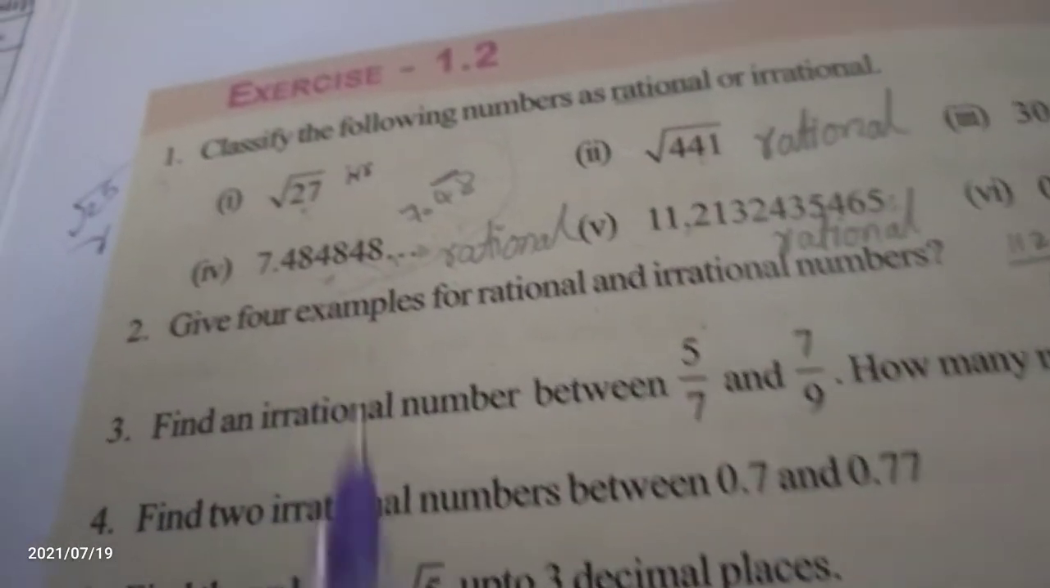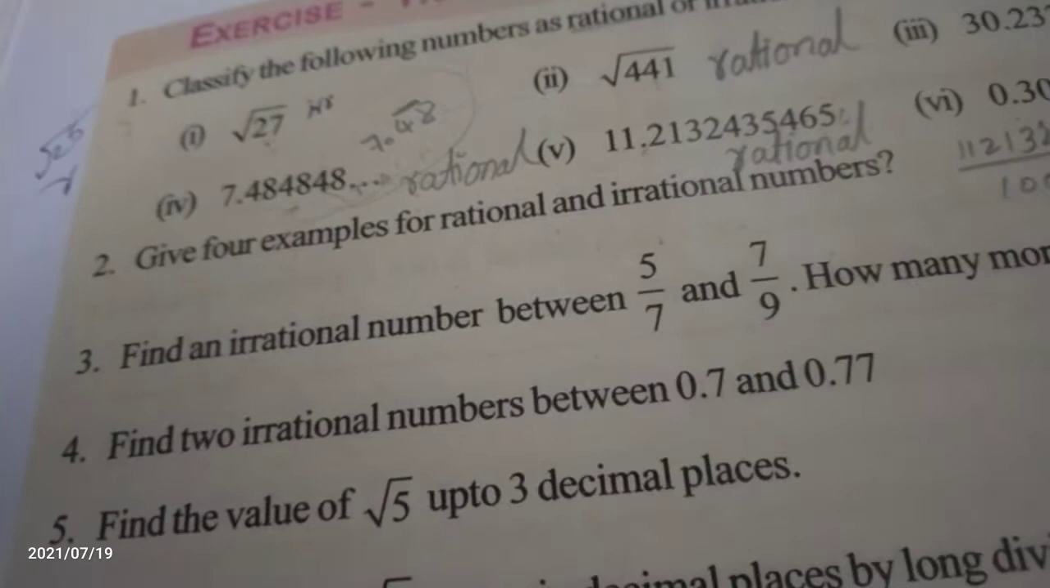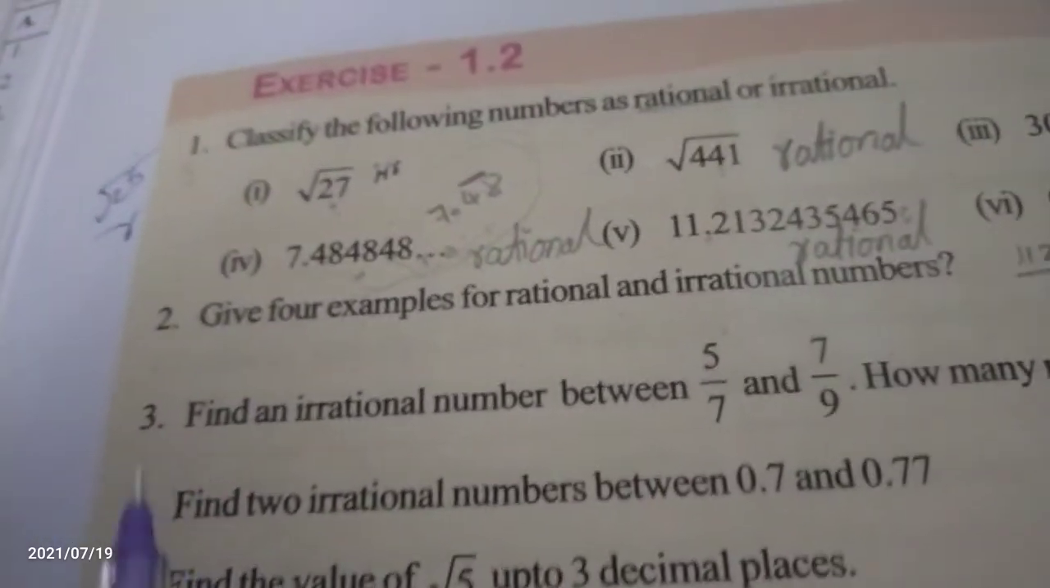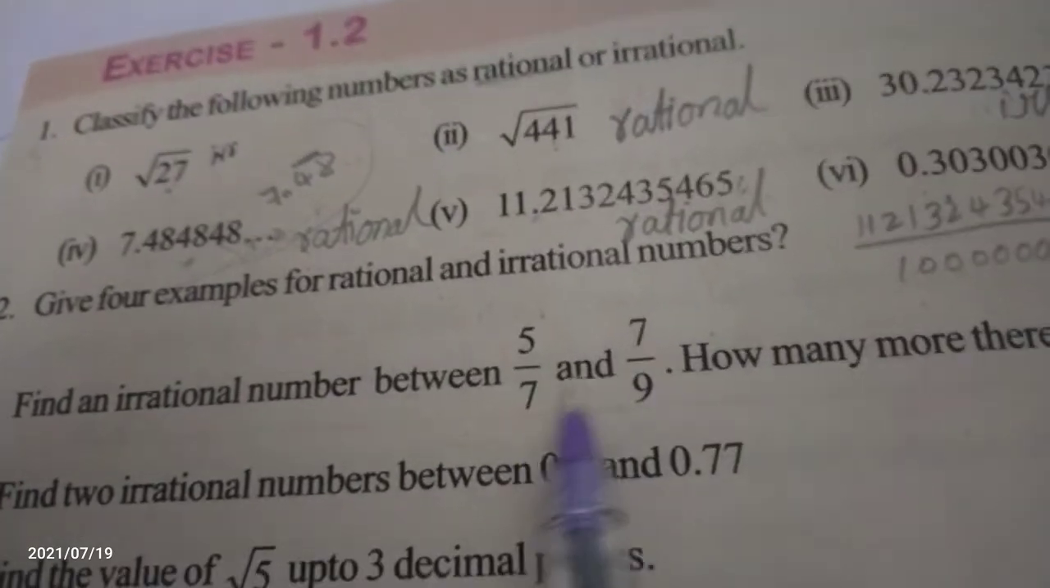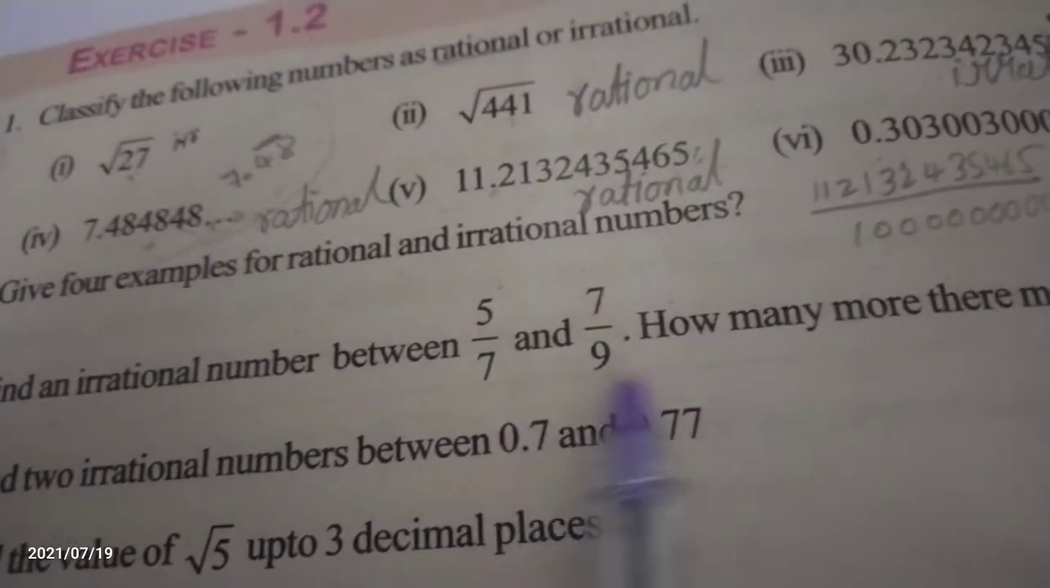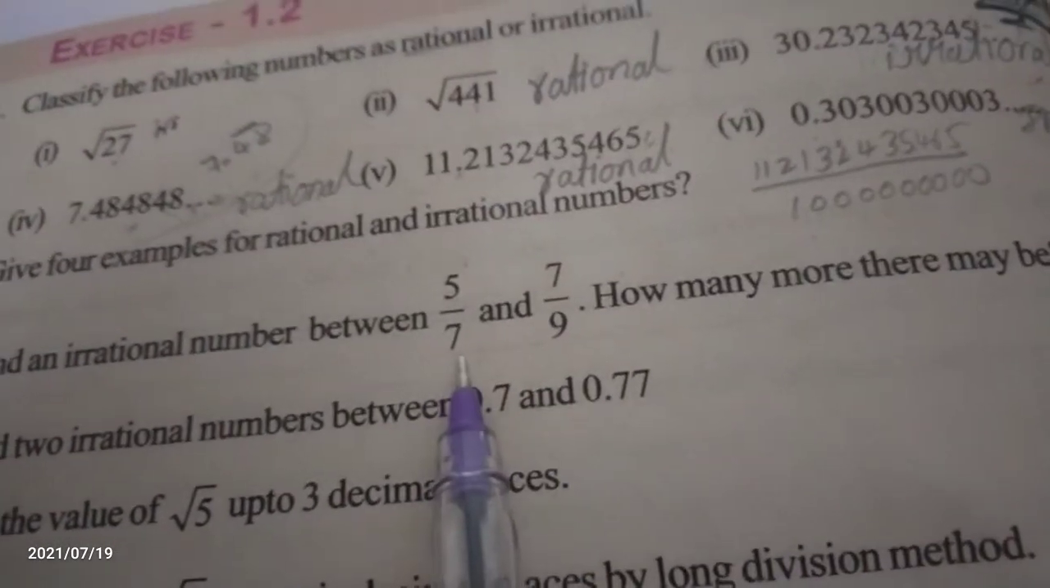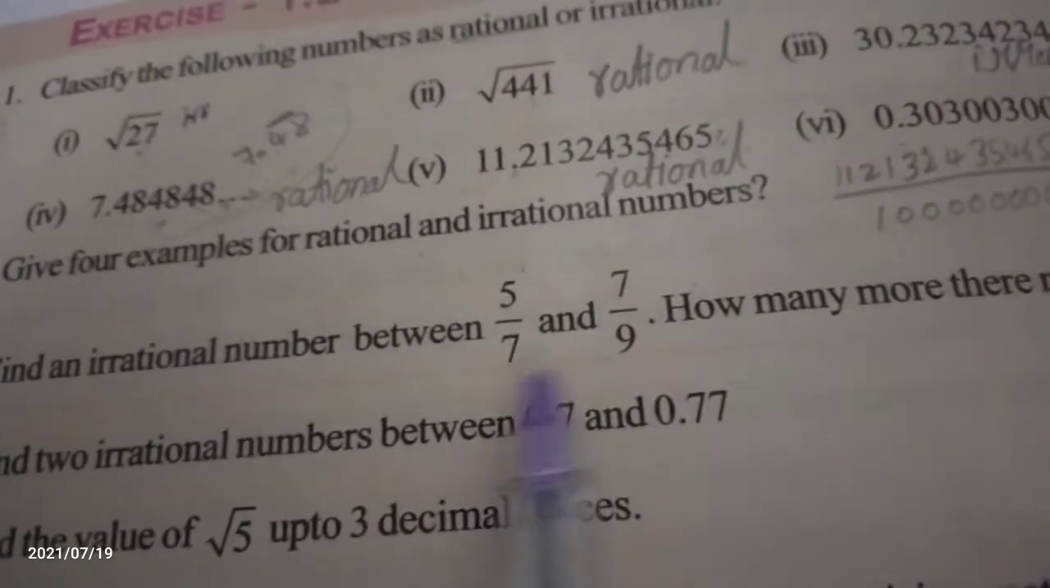Okay, ma, the second one is your homework. Just come to the third one. What is the third question? Find the irrational number between 5/7 and 7/9. Both numbers are rational. What do we have to do? We have to find the irrational number between these two numbers.